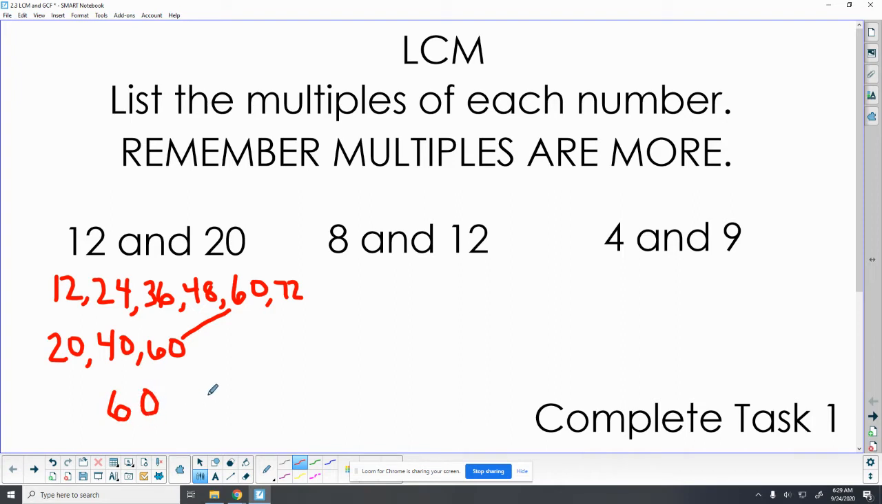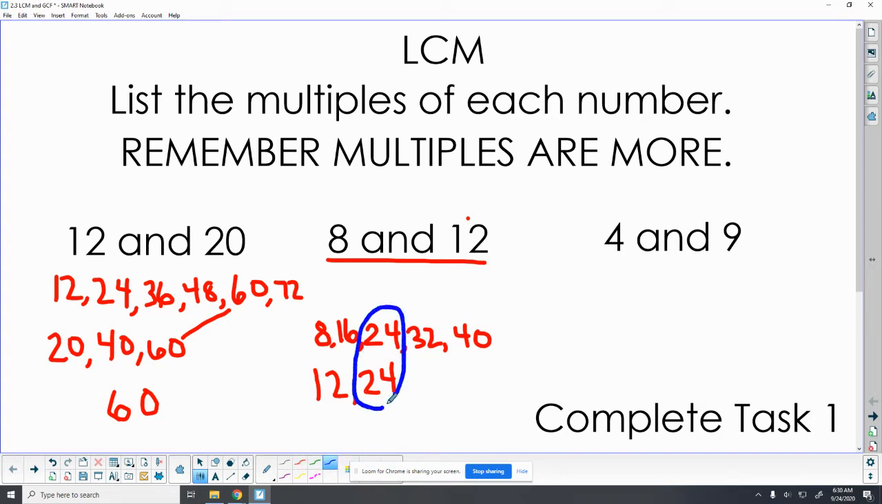So grab your paper and pencil and go ahead and list the multiples of 8 and 12. Pause the video and then come back and check. Okay, so if I'm listing out multiples of 8, I've got 8, 16, 24, 32, 40. Now I'm looking for 12. So 12, 24. Oh, I can see right there they have 24 in common. So their least common multiple is 24.